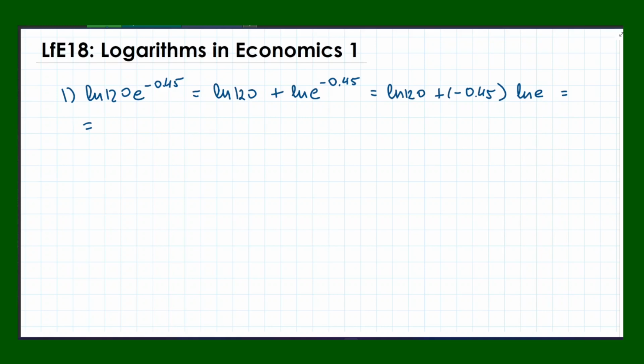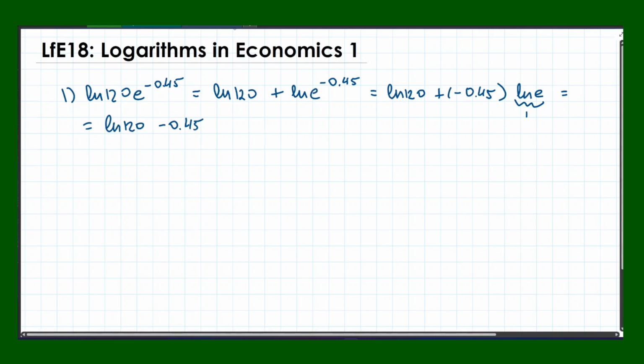Is there anything else I can do? Yes. First of all, there is a bracket and there is an adding a negative times something. So ln 120 stays, but adding this negative is just going to give me the minus 0.45. But now, what is ln of e? Well, ln of e is just 1, just the way that we discussed it in the special logs videos 5 and 6. So the final answer is ln 120 minus 0.45.